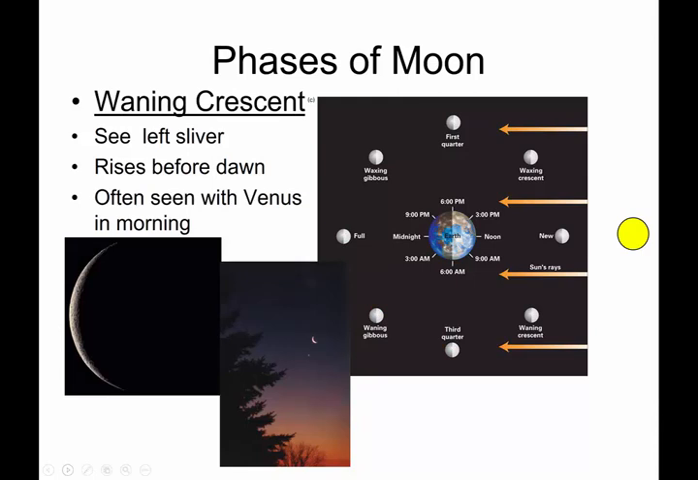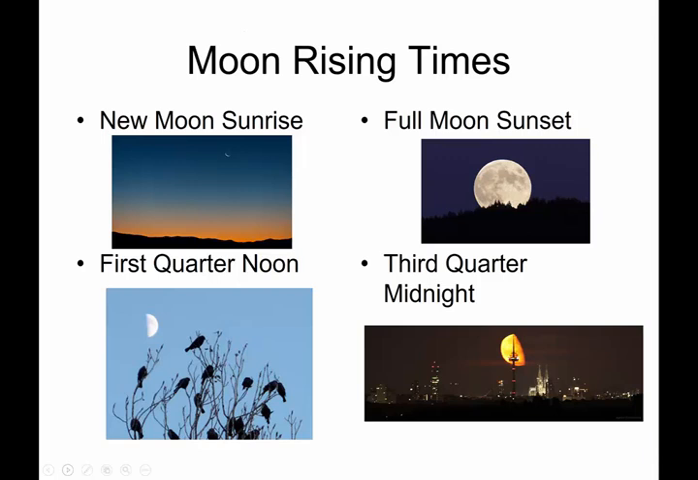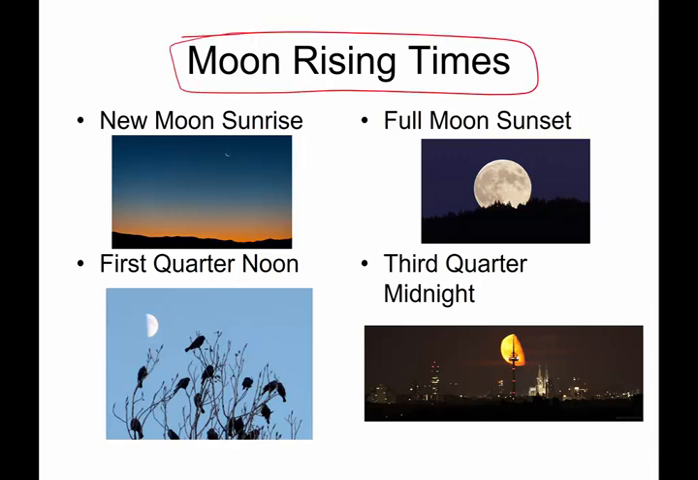The waning crescent, again, this is going to be the left-hand side. You get that little crescent. Waning crescents are often seen right before dawn, often observed with the planet Venus right there next to them. And Venus never gets too far away from the sun because it's very, very close to it. And so that's one of the most beautiful sights you can ever see, is a waning crescent moon in the eastern sky with Venus.